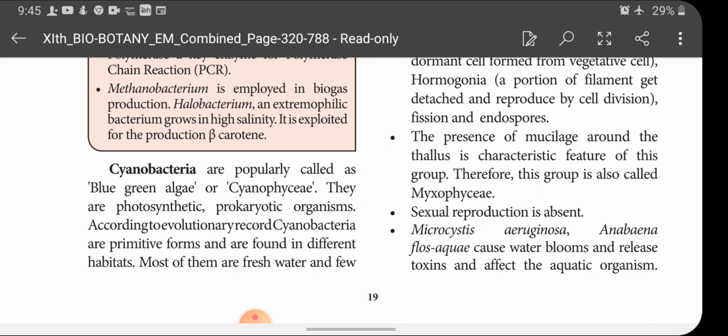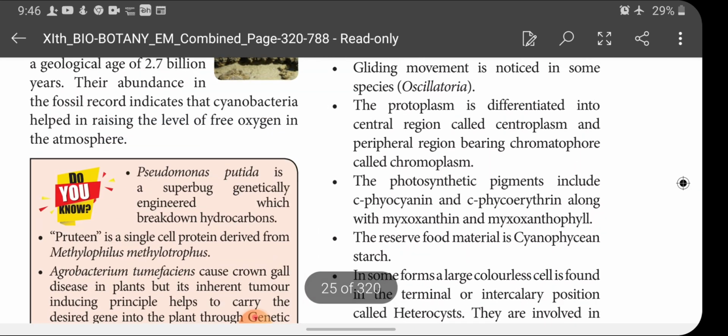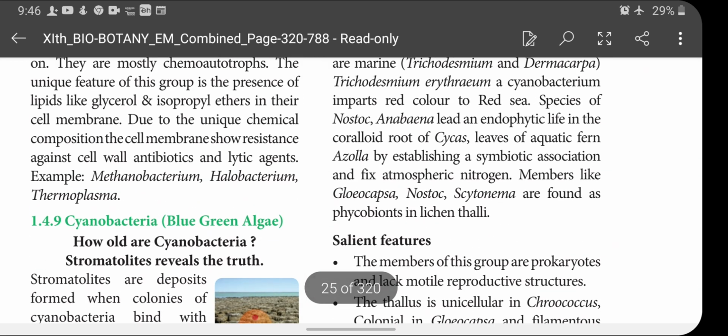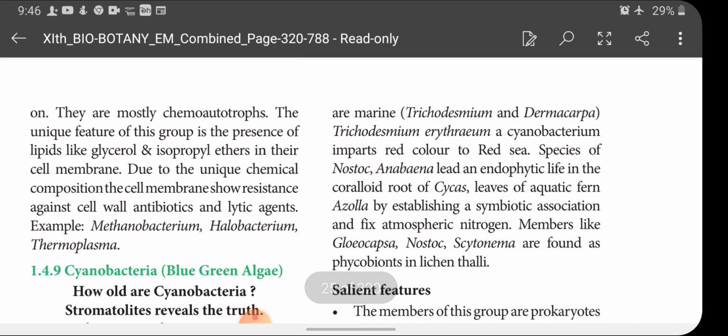They are photosynthetic prokaryotic organisms. According to evolutionary records, cyanobacteria are primitive forms and are found in different habitats. Most of them are freshwater and a few are marine. Examples: Trichodesmium and Dermocarpa. Trichodesmium erythraeum, a cyanobacterium, imparts a red color to the Red Sea. Please mark it. When Trichodesmium erythraeum is present in the sea, it gives a red color to the sea.